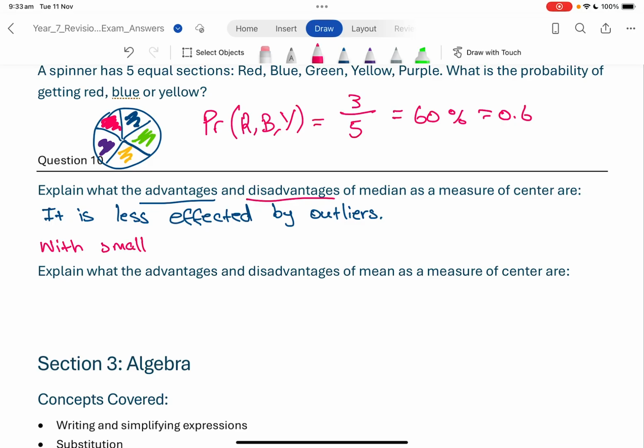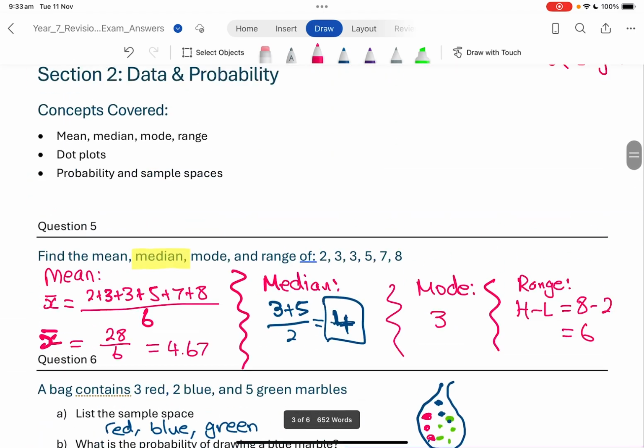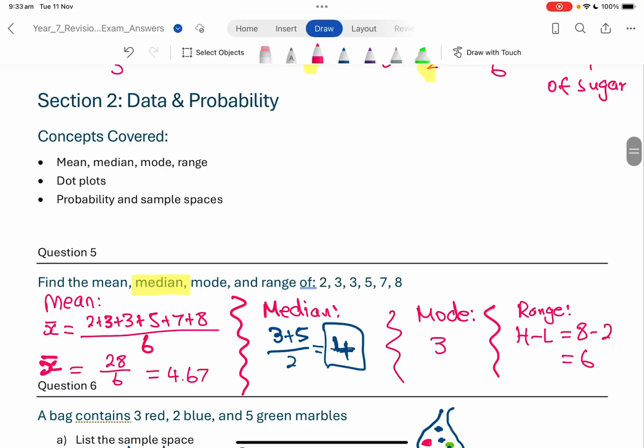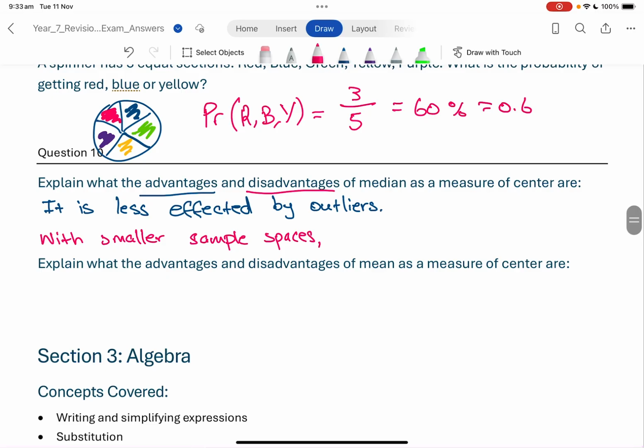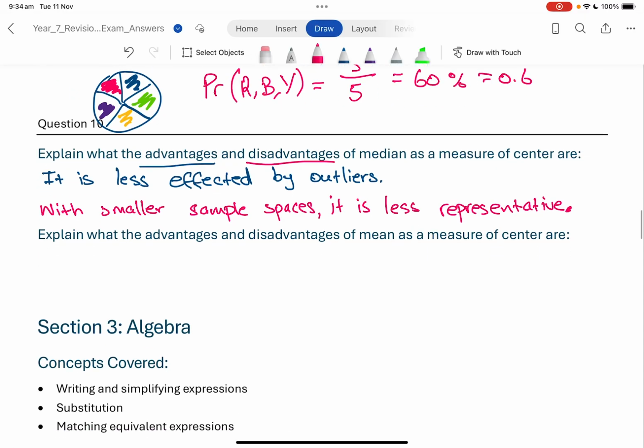smaller sample spaces, which just means small pots of data. So for example, like this one up here, question 5, we didn't really have that much data, did we? So with smaller sample spaces, it is less representative. So it's just not as good of a representation of the center when there's not too much data. But that kind of goes for most measures of center, to be honest.